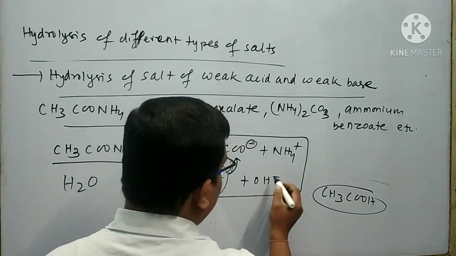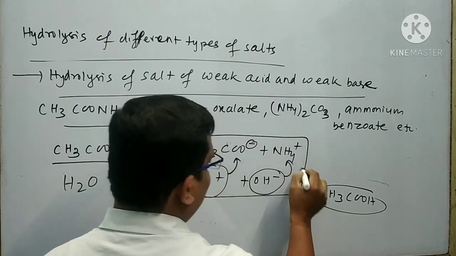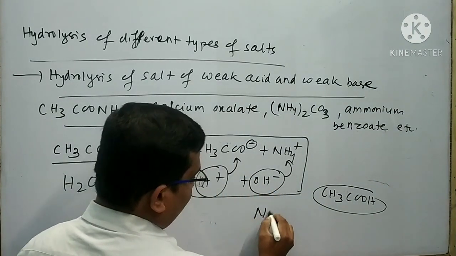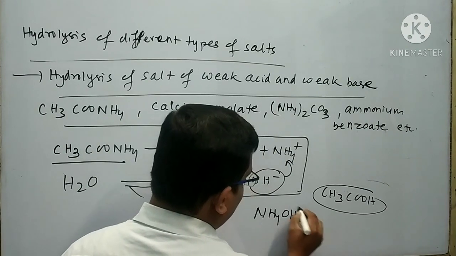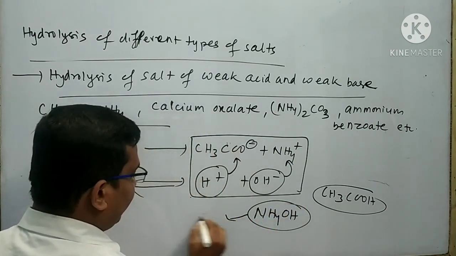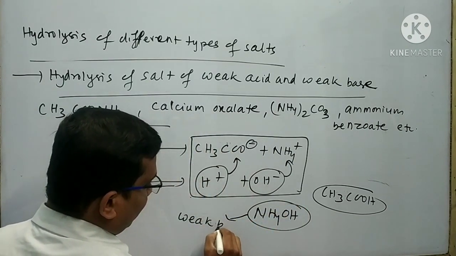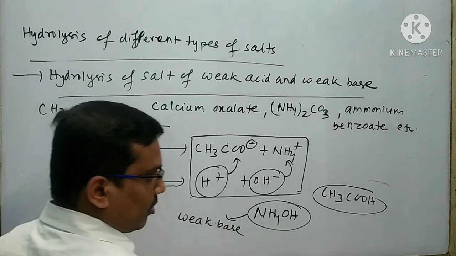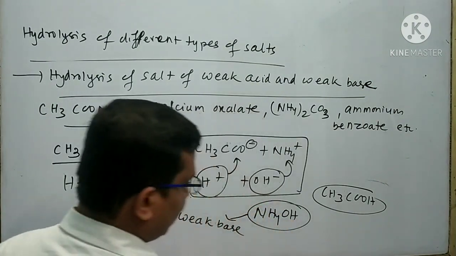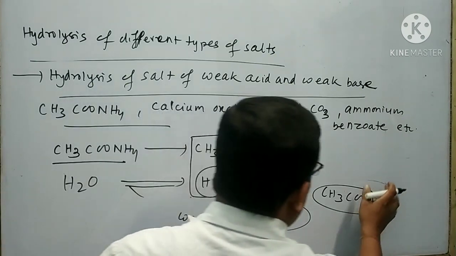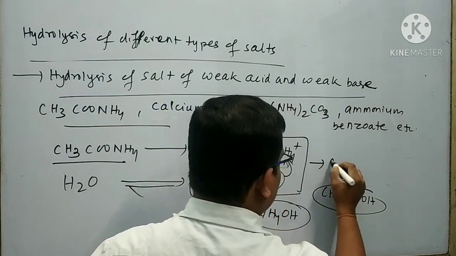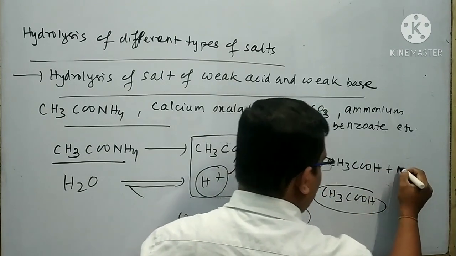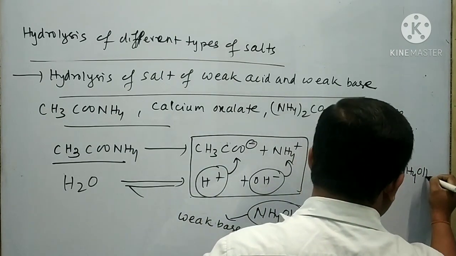Similarly, on the other hand, OH minus ion interacts with the NH4 plus ion. As a result, ammonium hydroxide is formed. This is also a weak base. So this weak base again does not undergo further dissociation. That means the resultant species are CH3COOH and NH4OH.